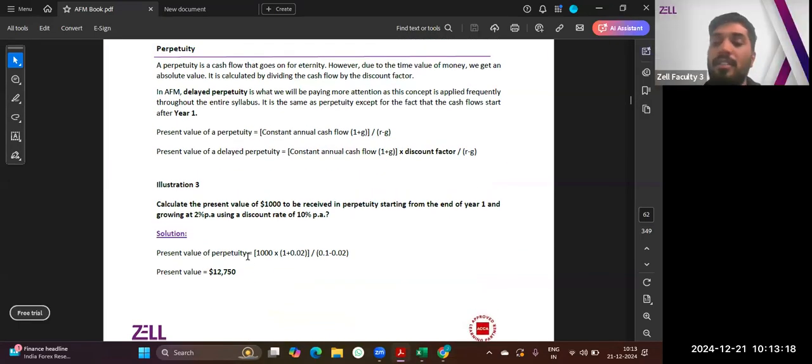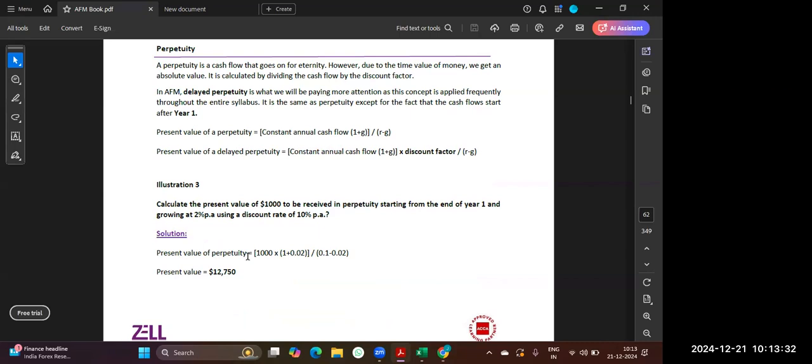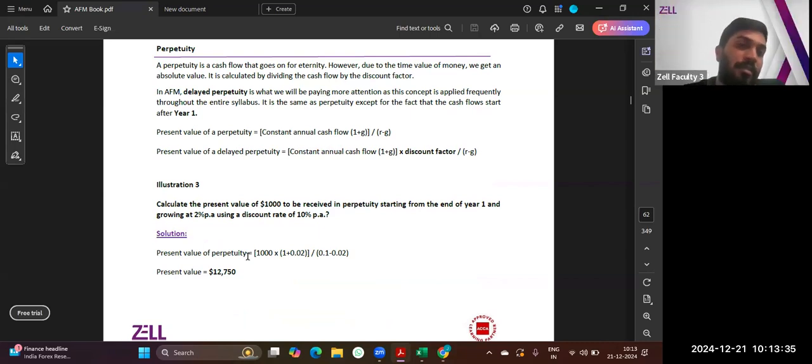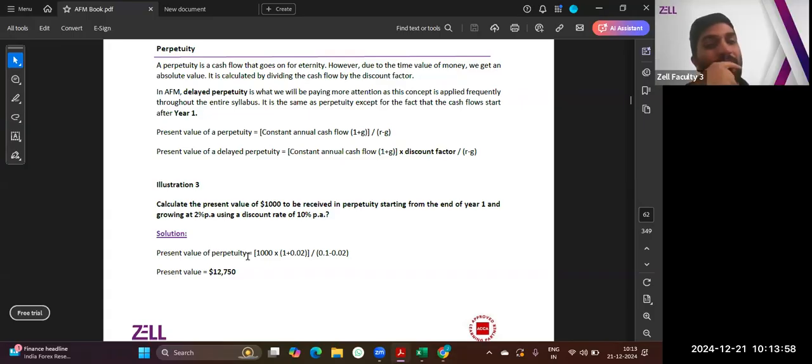What do you mean by perpetuity, guys? Any idea? Same cash flows, but forever. Infinite period. Constant growth rate. Let's say there are two kinds of investment. One, for a specific period. Let's take real estate. When you are constructing a building, that project is for 4 or 5 years only, correct? Technically, yes or no? Yes, sir.